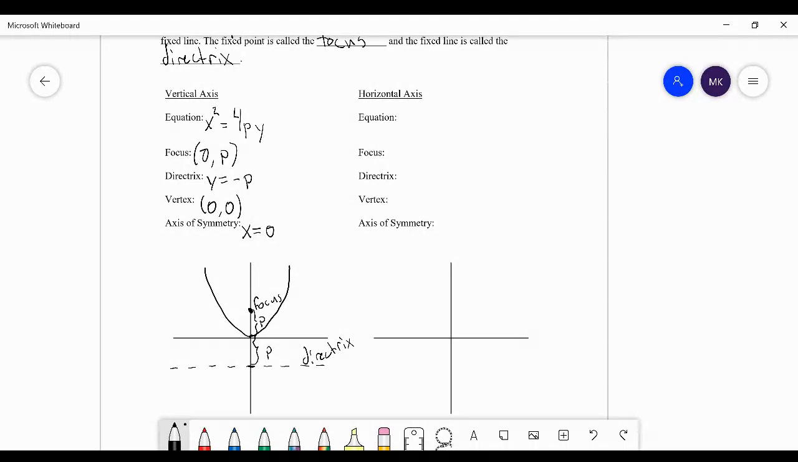We get the equation y squared equals 4px. Now our focus isn't going to be at 0, p, because that would have the y value be p. So our focus here, flipped, is p, 0. Our directrix, instead of y equals negative p, is simply the line x equals negative p. Our vertex is still at 0, 0. Our axis of symmetry is going to be y equals 0. So here, this would be a graph in general opening sort of like this.